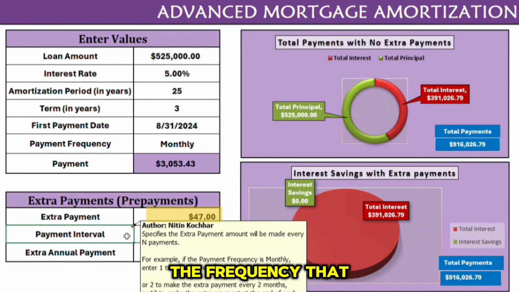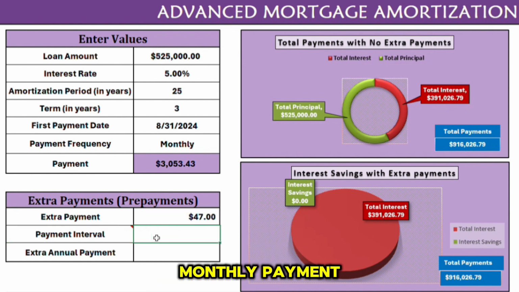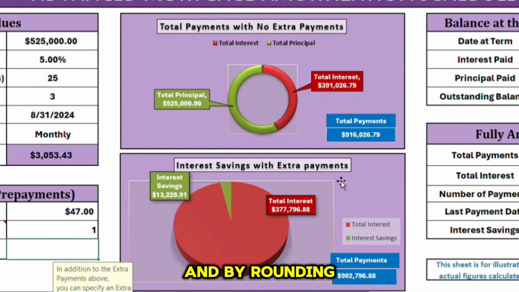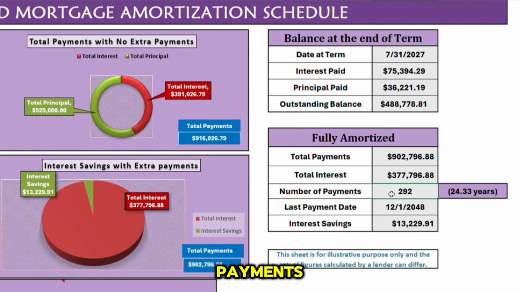So here I have already inputted $47. Payment interval means the frequency that we want to set for this extra payment. So since we want to pay it with every monthly payment, I'm just inputting 1 over here, which means now instead of $3,053, each month we are going to pay a round figure of $3,100. And by rounding off your monthly payment to $3,100, total interest saving over the period of mortgage will be around $13,229. And here, if you look at the number of payments, it has reduced by 8 payments, which means you will be able to pay off this 25 years mortgage 8 months before. So see, just by rounding off your mortgage payment, you can save this much of interest.